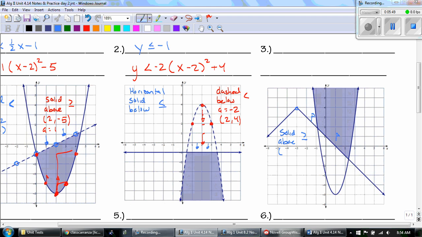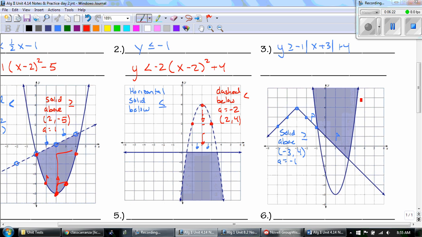Our vertex is at -3, 1, 2, 3, 4. And then our pattern is just down 1 over 1, so that is -1. So we would say that y is greater than or equal to -1 absolute value of x plus 3 plus 4.